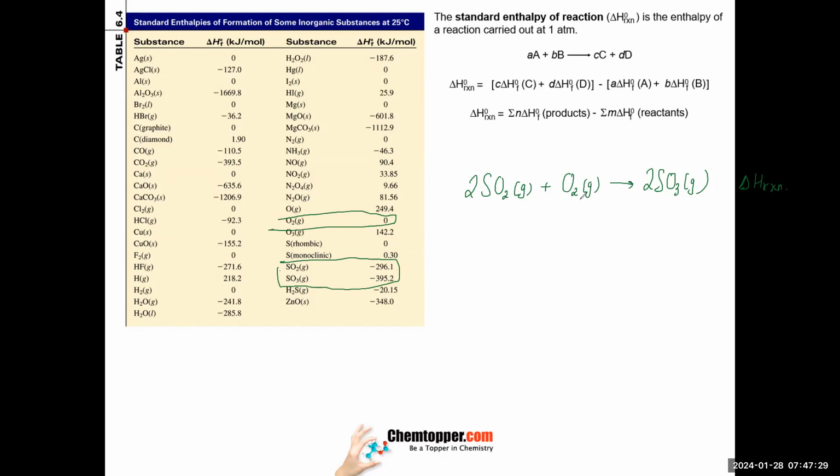O2 value will not be given to you in the exam. In the exam, they will not tell you what is delta H naught formation of O2. That you are supposed to know. It's pure elemental form, 0. Ready? Use this equation and give the value. Waiting for the answer.